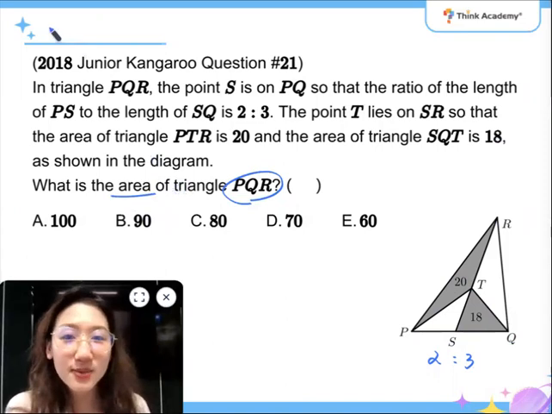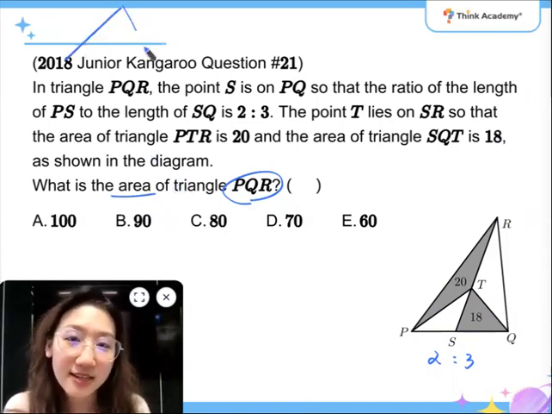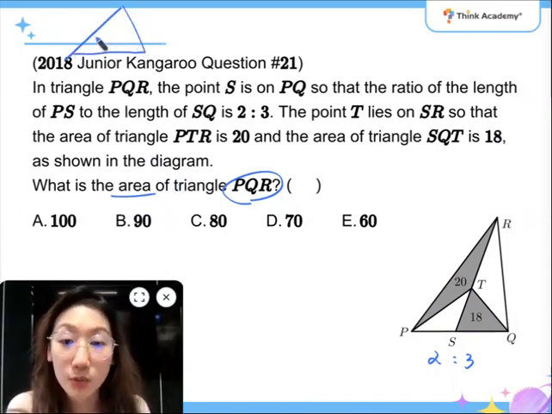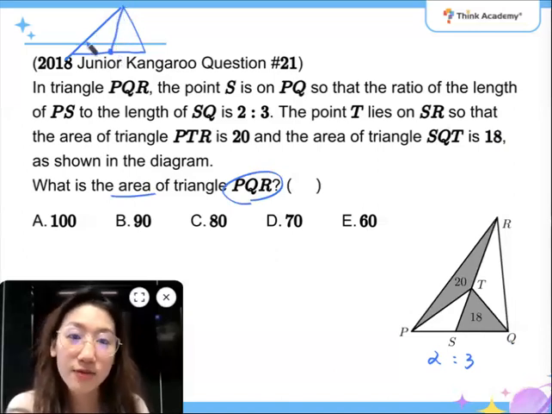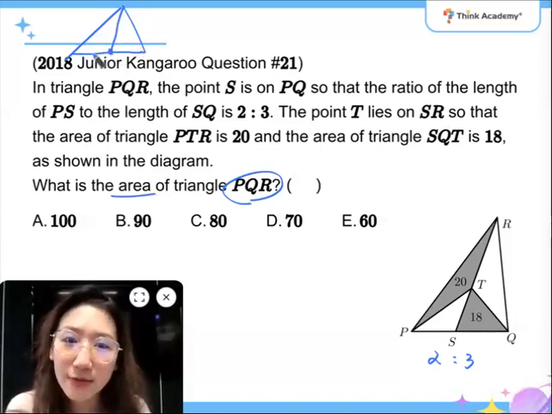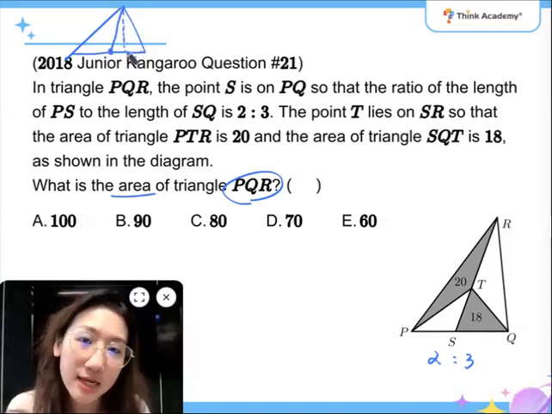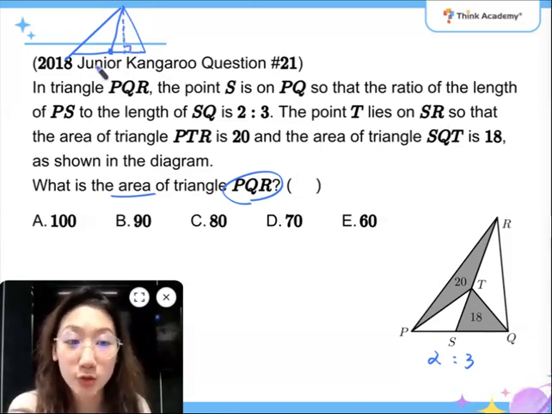Okay, so for this question, to solve it, we need some kind of understanding of triangles with equal height. So here is what it means. For example, if I have these two triangles laid out in this way, you will notice that they have different bases, but they have the same height. This is the perpendicular height for both triangles.